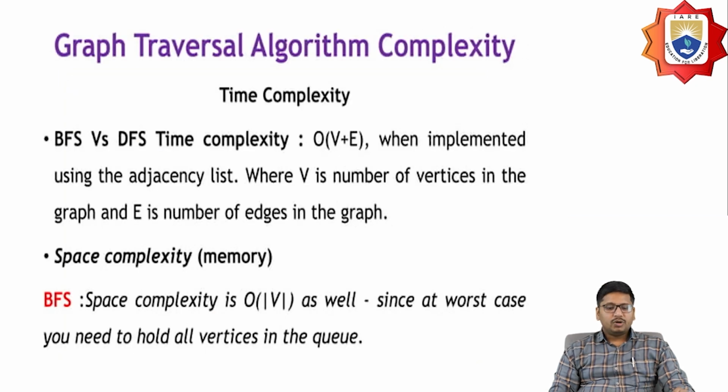Next, how are we going to calculate the time complexity and space complexity of this graph traversal? Here the breadth first search and depth first search time complexity should be the same. It should be big O of V plus E, where V is the number of vertices in the graph and E is the number of edges. And the space complexity for BFS should be big O of V as well, since at worst you need to hold all the vertices in the queue.